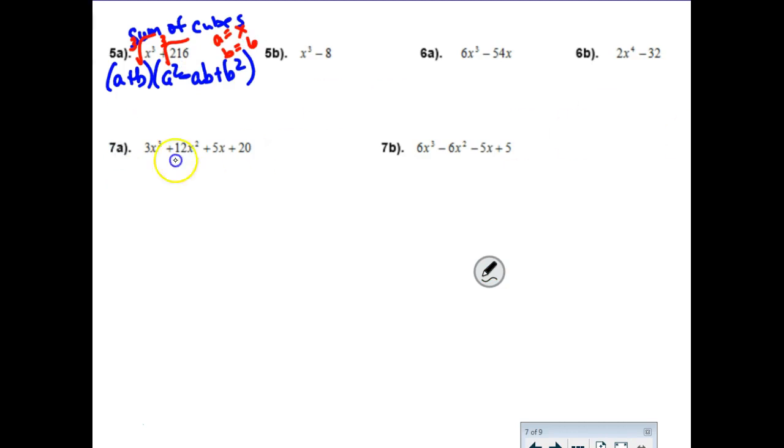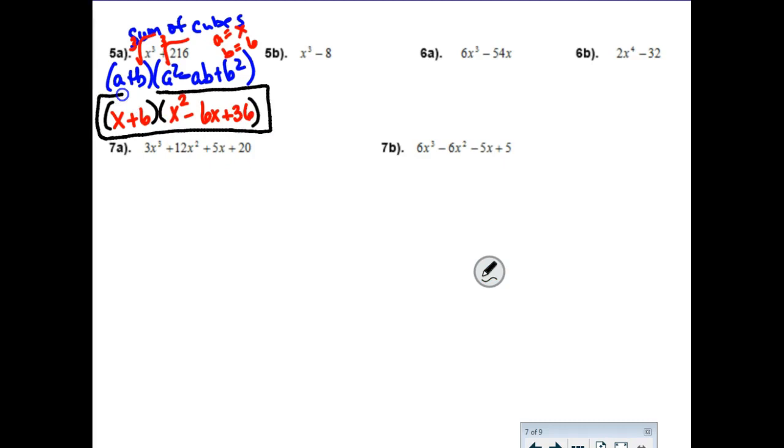So plugging in those numbers, we get x plus 6, and then x squared, minus x times 6, so 6x, plus 6 squared, which I'm going to write as a 36. I love that pattern because I know once I use it, I'm done. So once you muscle through who a and b are and plug them in the right spot, you're good to go. So you can go ahead and look at 5b on your own, and then next we'll look at 6a.